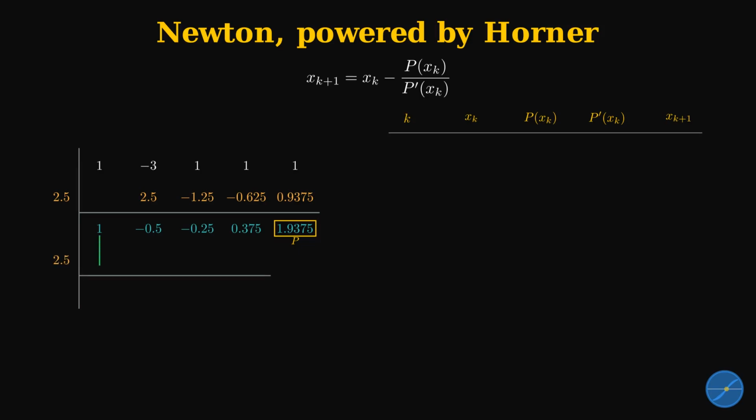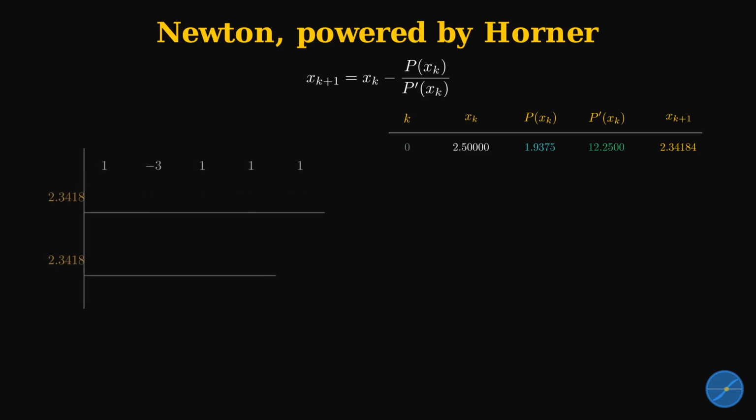Now the second pass on the quotient for the slope. 1 times 2.5, 2.5, add 2 times 2.5, 5, add 4.75 and 11.875, add 12.25. That remainder is p prime at 2.5, that is 12.25. Feed both into Newton. 2.5 minus 1.9375 over 12.25 gives 2.34184. That's our first row and our next guess.